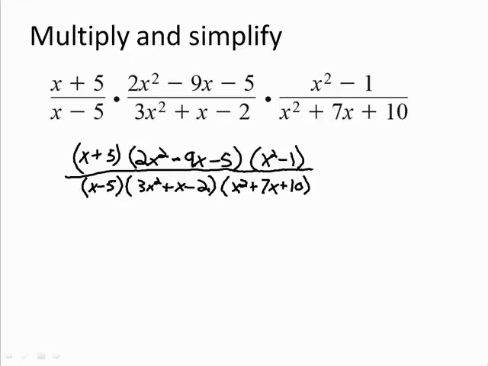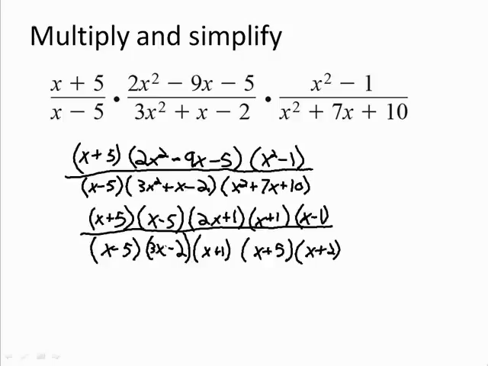Factor 2x squared minus 9x minus 5 into 2x plus 1 and x minus 5. Factor x squared minus 1 into x plus 1 and x minus 1. Factor 3x squared plus x minus 2 into 3x minus 2 times x plus 1. And factor x squared plus 7x plus 10 into x plus 5 and x plus 2.